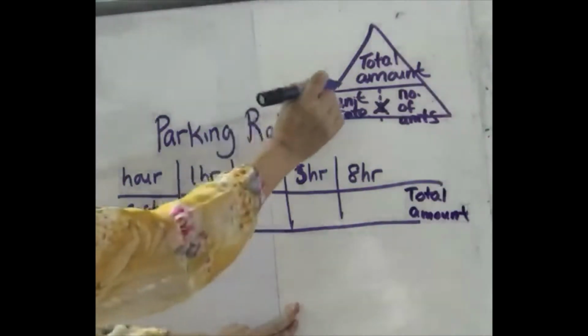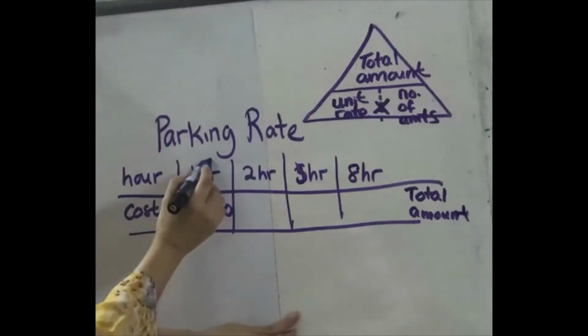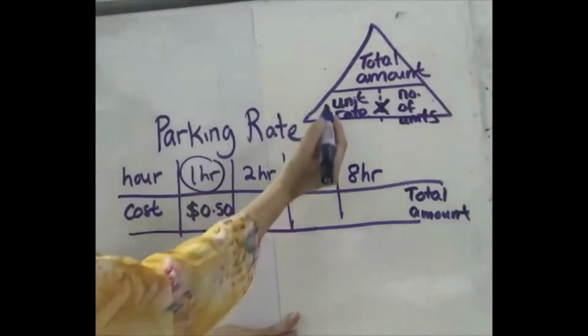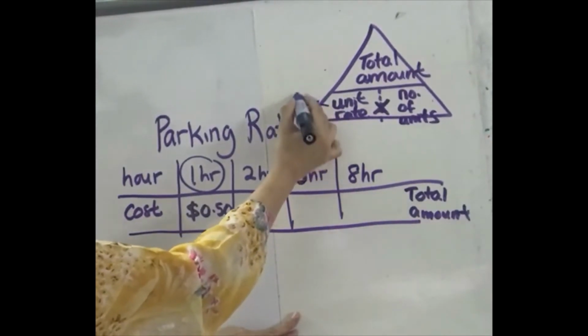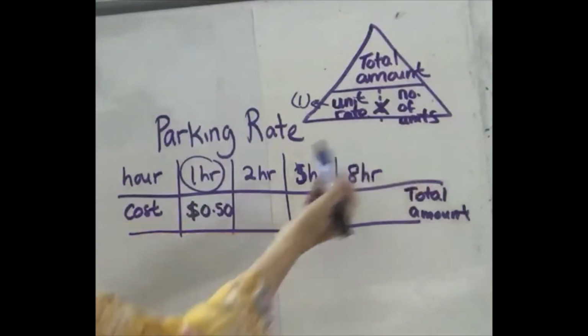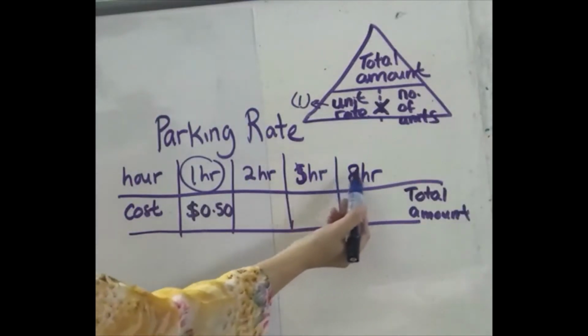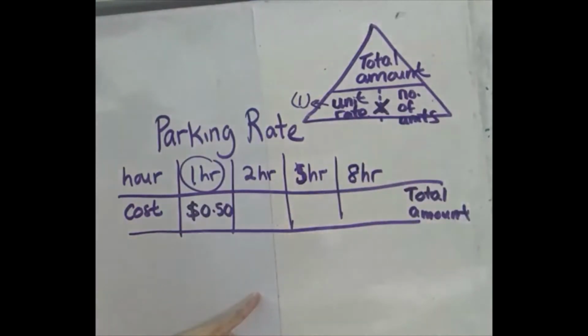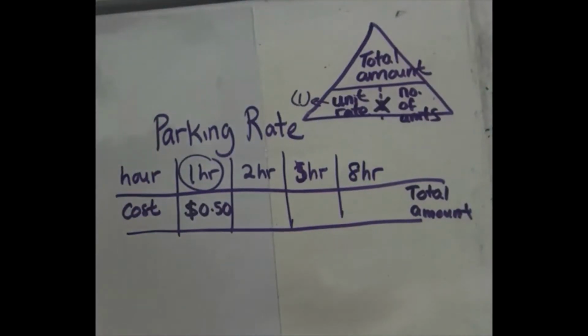And then here, unit rate. Unit rate is talking about 1 hour, 1 unit. The word unit means 1. So 1 hour. Number of units means more than 1 hour. So here 2, 5, 8. These are all more than 1 hour. Now, how do we work it out? Very simple. We use this formula.